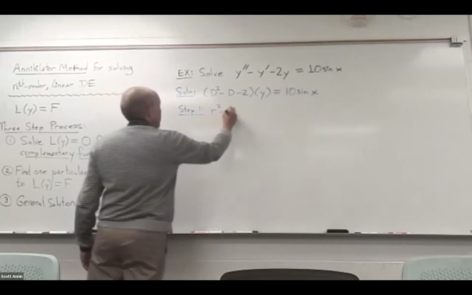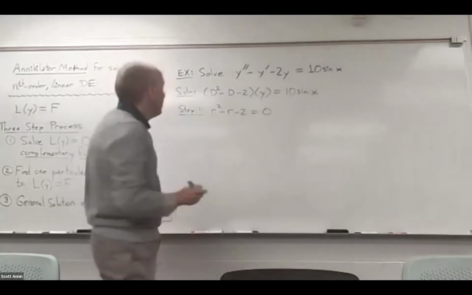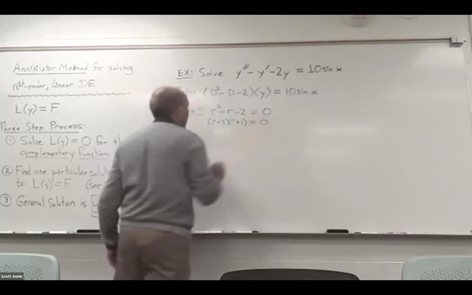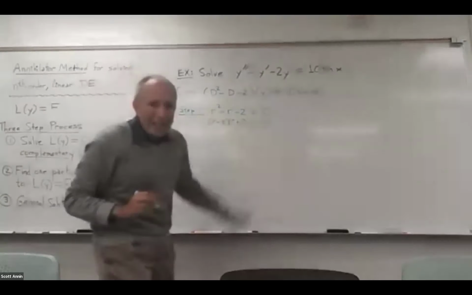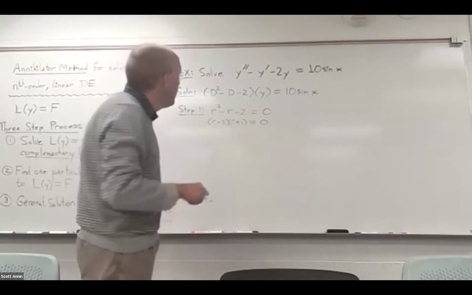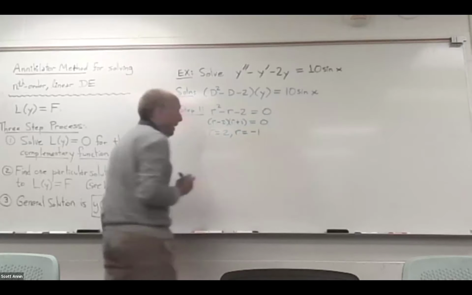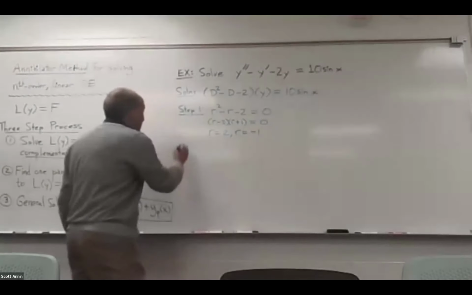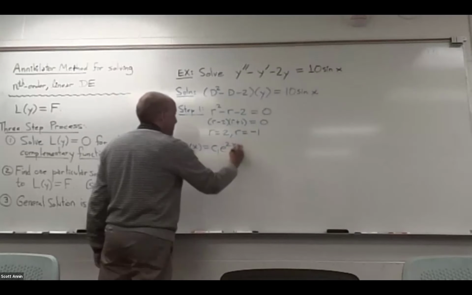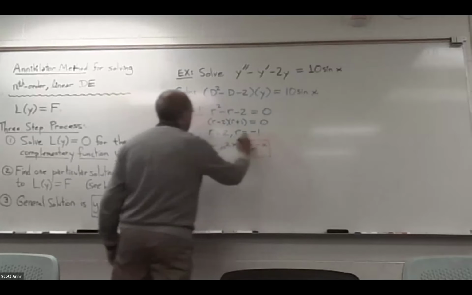The auxiliary equation, of course, is the first thing I would write down. We change all of the D's to r's. We factor this pretty easily. It's r minus 2 times r plus 1. Again, if we don't see how to factor it immediately, we can always use the quadratic formula on something like that to get the roots. But here we immediately obtain the roots of 2 and negative 1. So I can write down the complementary function immediately. It's c1 e to the 2x plus c2 e to the negative x. And that is step one.